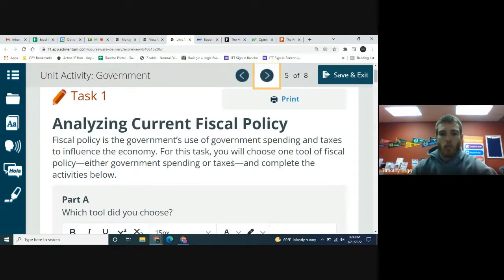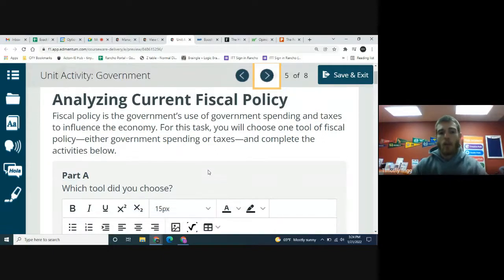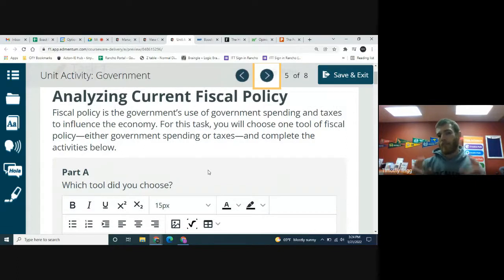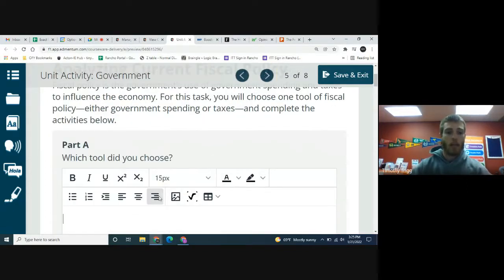For this task, you will choose one tool of fiscal policy, either government spending or taxes, to complete the activities below. So I'm going to go over government spending, but if you decide to use taxes as the government tool, that's fine. The example I'm going to show is for government spending. So I'm going to put right here, government spending. But again, if you'd rather talk about taxes, then that's an option as well.